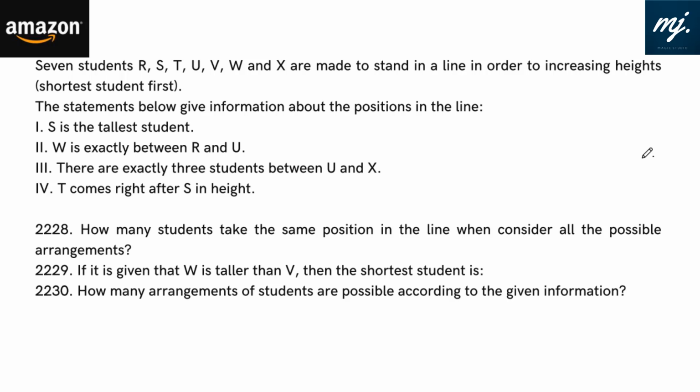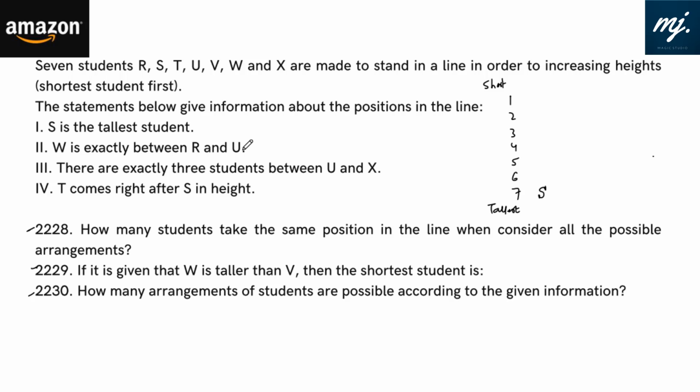Okay, on to the next caselet, and this time, yes, all the 3 questions are on the same screen. Good. 7 students R, S, T, U, V, W and X are made to stand in a line in order of increasing heights. That is shortest student first. So we have 1, 2, 3, 4, 5, 6, 7. Number 1 is shortest and 7th should be tallest. S is the tallest student. S will come at number 7 position.